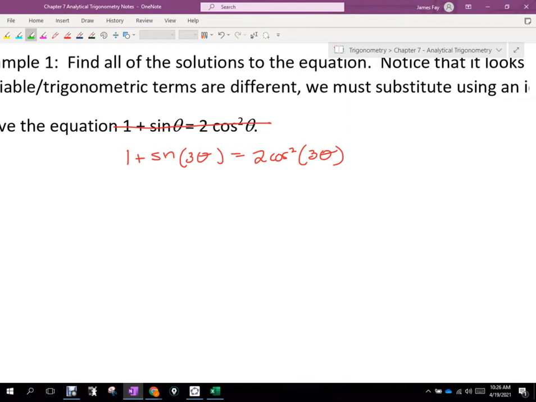Do we have a rule? When I say rule, I'm talking about like an identity that allows you to replace the sine with cosine. Do I have anything like that? Sine to the first with cosine to the first? Or do we have a better rule that allows me to replace cosine squared with something like sine squared? We have that, don't we?